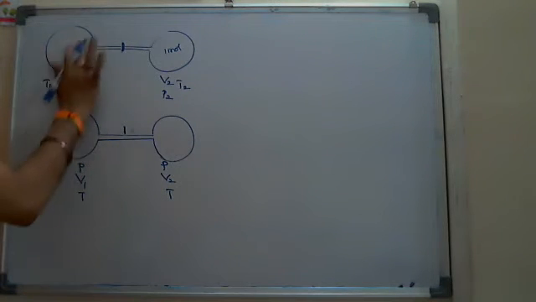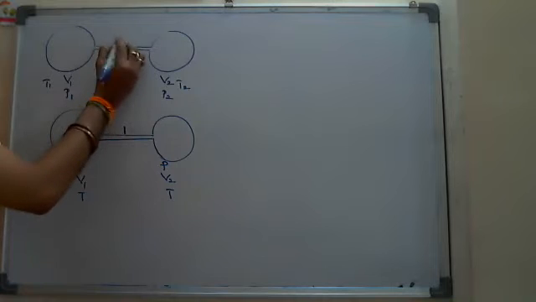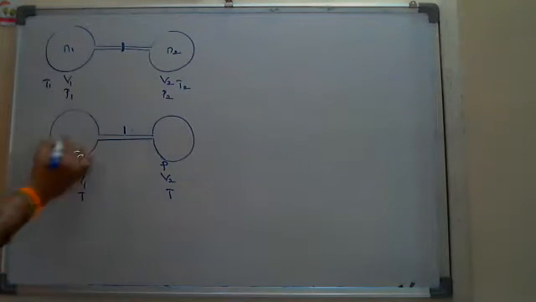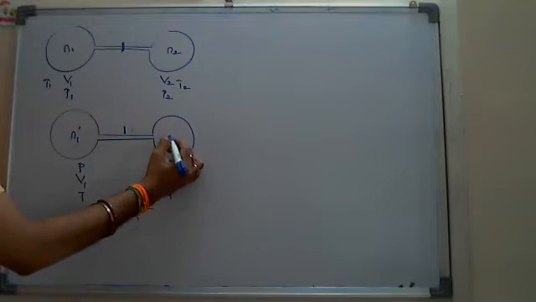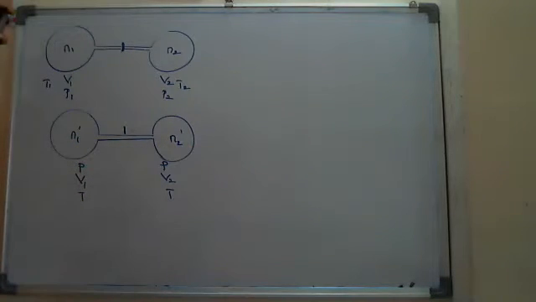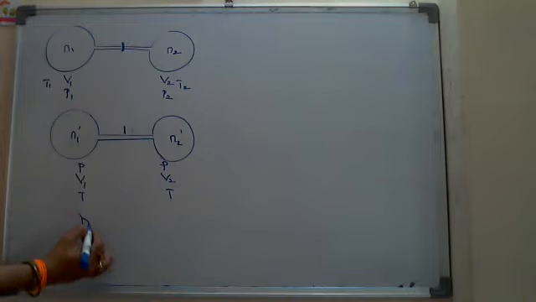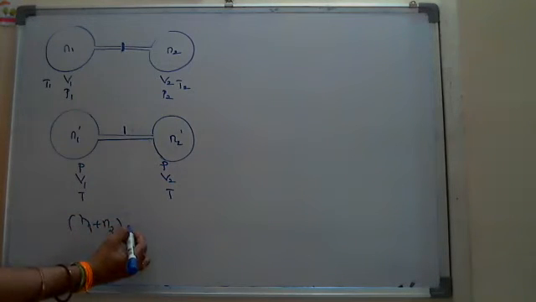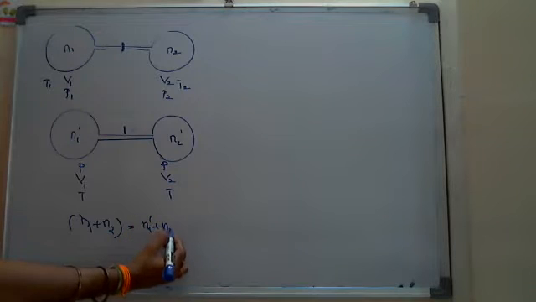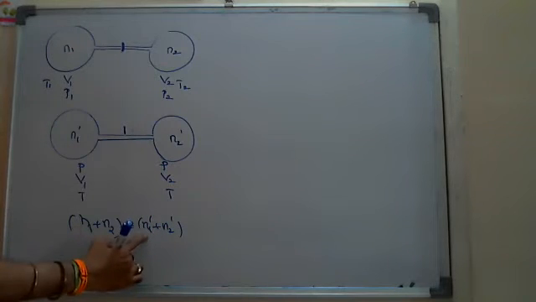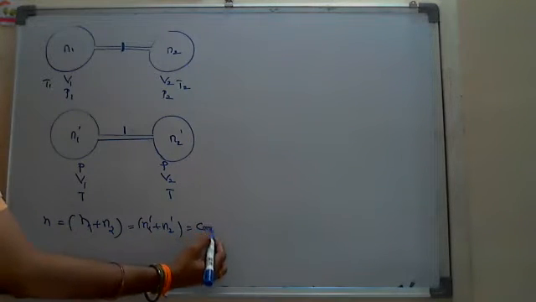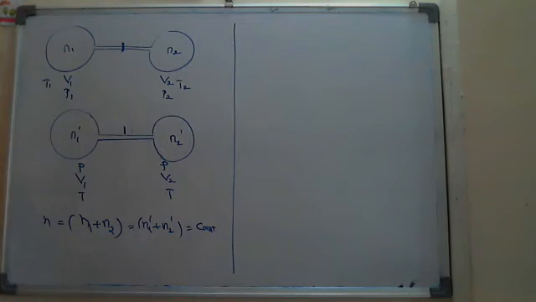That's why, before opening the valve, the number of moles in the two bulbs will be N1 and N2. After opening, let the number of moles be N1 dash and N2 dash. N1 plus N2 total is equal to N1 dash plus N2 dash, but N1 is not equal to N1 dash, N2 is not equal to N2 dash. The total number of moles remains the same, constant altogether.